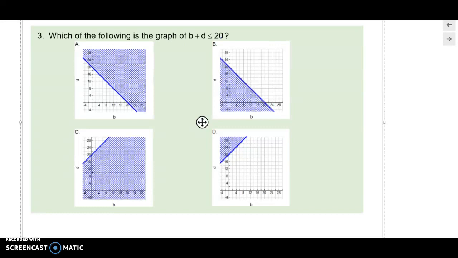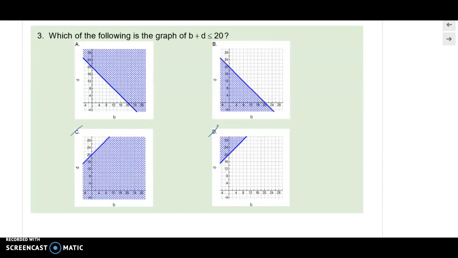I do the same thing with B. B is my horizontal intercept, so if I look at B, D is out of the picture. B has to equal 20. So it could be A, it could be B, it can't be C because that horizontal intercept's way over there somewhere, and same thing with D, so it can't be that one. So it's going to be either A or B. Now they're both solid lines because of the equal to, so I can't eliminate the choices based on that.